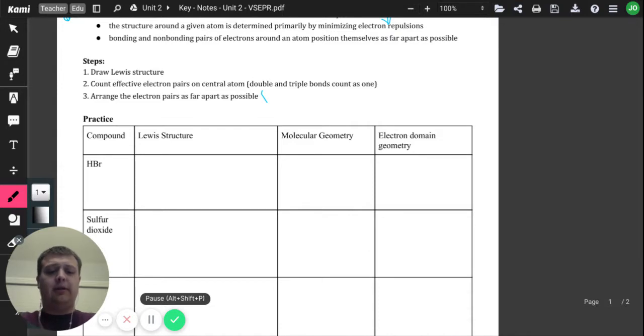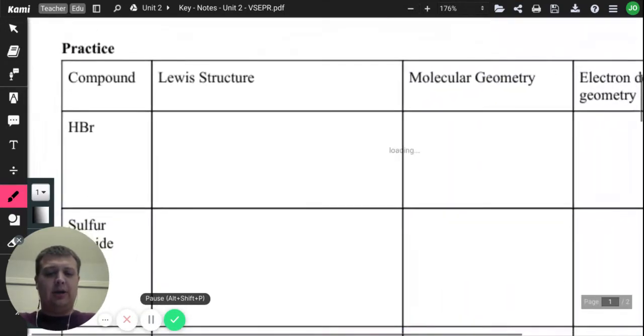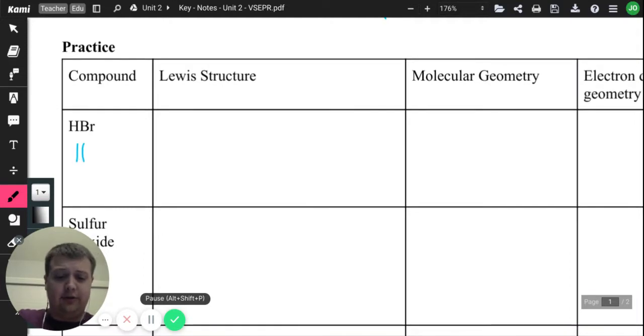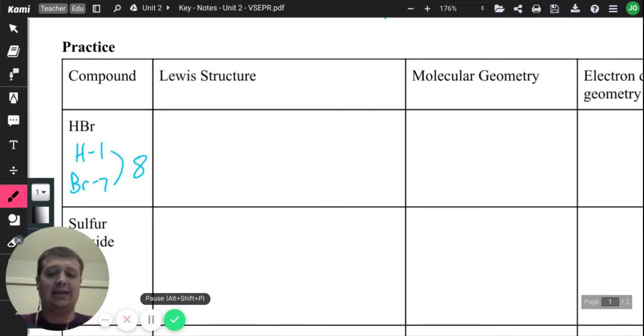Okay, so let's take a look at HBr here. First off, when you're drawing your Lewis structure, the first thing that you need to do is find out how many valence electrons they've got. So I've got hydrogen, which has one valence electron. I've got bromine, and bromine has 7. So my total amount of electrons is 8. So when I'm done, I need to have 8 valence electrons.